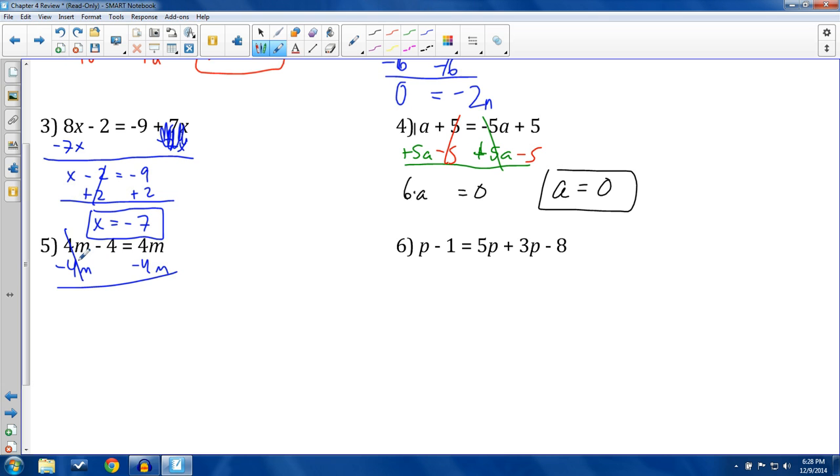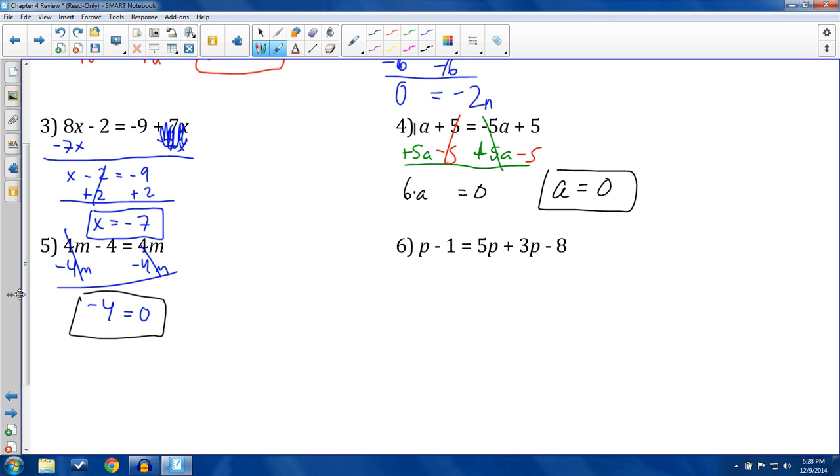4m minus 4m is 0. That's what we expected. But this also has 4m minus 4m, and that also is 0. So it says negative 4 equals 0. And you go, what? Right? First thing you might say is, did I do the math right? So you go back and check. And you say, yeah, I did the math right. And then you box it, and you're like, okay, I'm done.